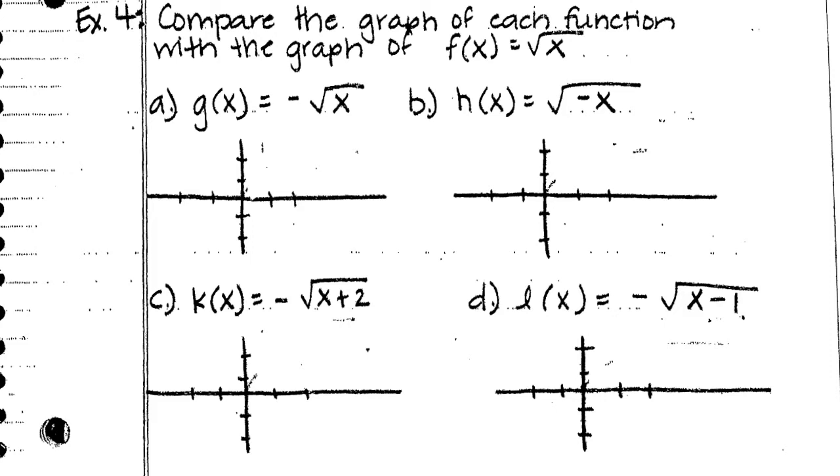So let's look at example 4. We're just comparing with the parent function. We know that the parent function, I'm going to draw it on this first one. We know that the parent function looks like this, correct? This is what the parent function of a square root looks like. What happens if letter A tells us negative square root of x? What are we doing? It's reflecting, let's start saying it the proper way. It's reflecting over the x-axis. So it's going to go this way. Okay, this was the parent function.